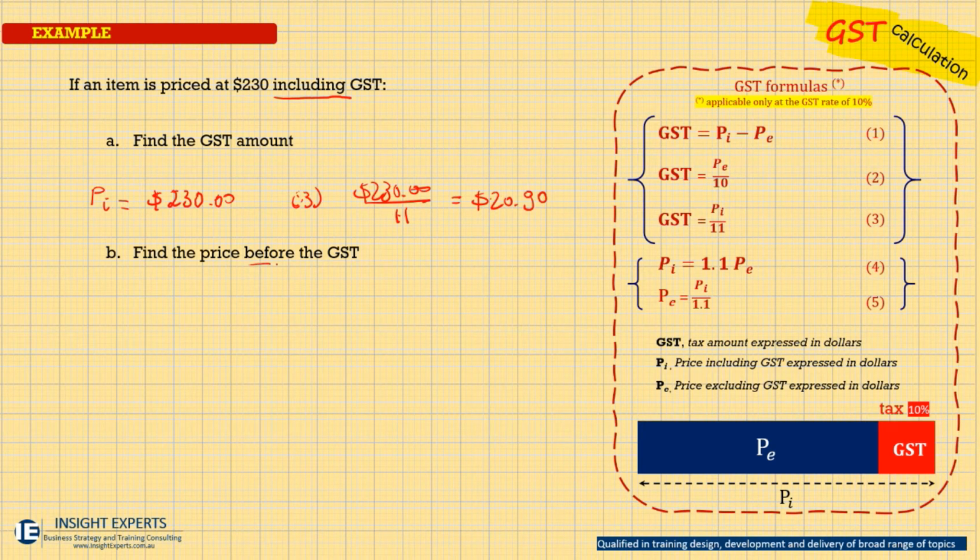Now find the price before GST. There are many ways of doing it. I can use equation number 1, or I can use equation number 5 if I like. So from equation number 5, all I have to do to find PE is take the price after tax, 230, and divide it by exactly 1.1. That would give me $209.10 to the nearest 10 cents, roughly.